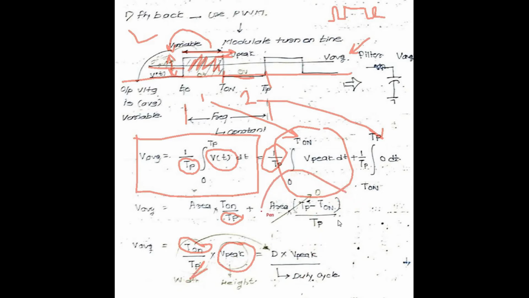And for this second section, V peak is 0, that's why the total value tends to 0. So in this total waveform period, only the turn-on time period contributes. So this T on divided by TP is nothing but your duty. Duty means how much time you are going to turn on your waveform. So V average value is nothing but your duty into V peak, right?